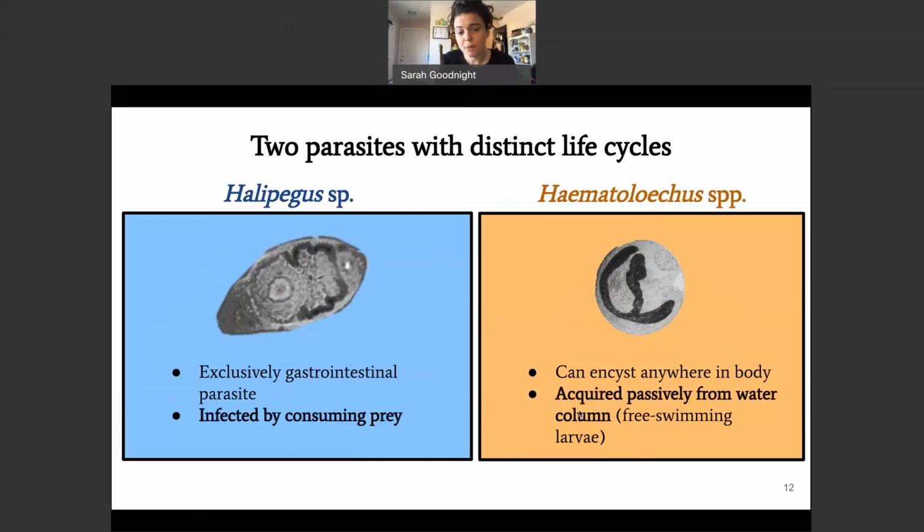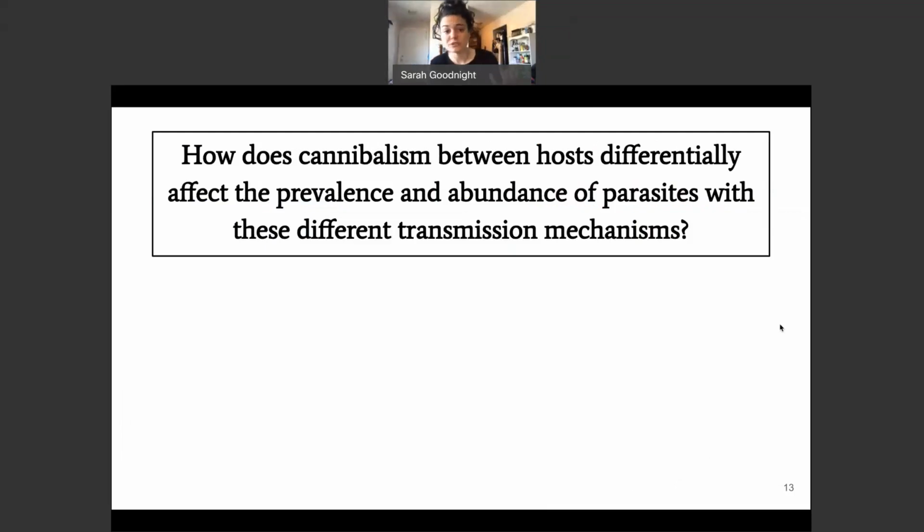Now, these two different modes of transmission are the main difference that I want you to focus on here because that's going to be the main idea of my talk. Transmission mechanisms between these two parasites are very different, which is why I expect that cannibalism between their dragonfly hosts is going to differentially affect these two types of parasite. And that leads me to my research question. How does cannibalism between dragonfly hosts differentially affect the prevalence and the abundance of these parasites that have very different transmission mechanisms?